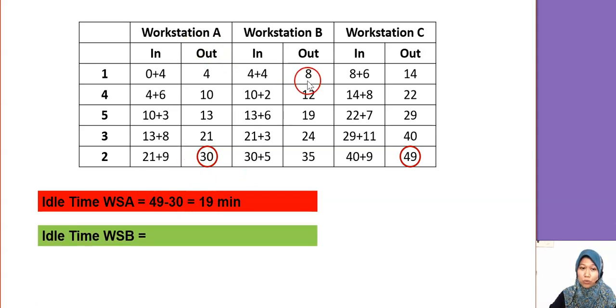For machine 2, the first job is in machine 1, so machine 2 is waiting for job 1 to be completed. So the machine is not doing anything for 4 minutes. And then we will look at the in-between.